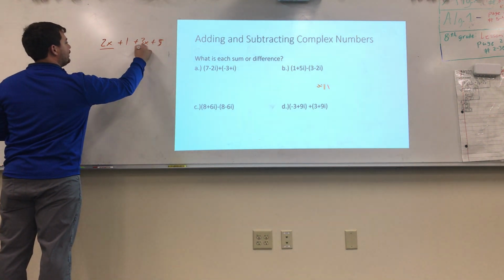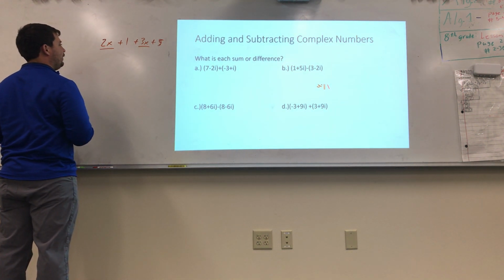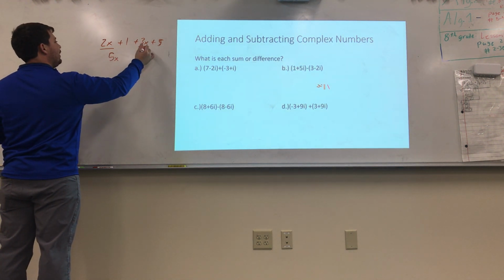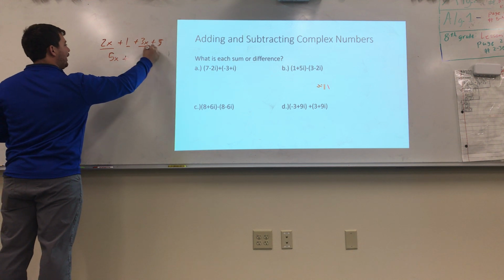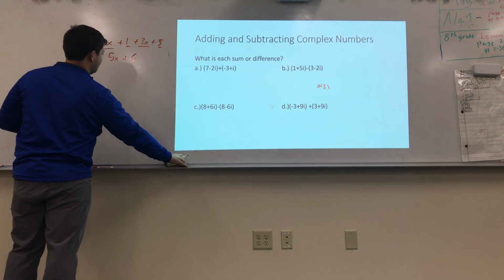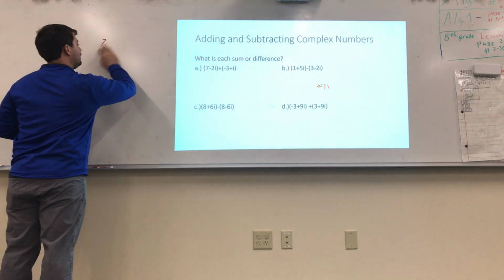I can combine this and this because they have the same variable. Their bases are the same. I get 5x to the second plus, I can add this and this and get 6. We're going to be doing something very similar to that today.